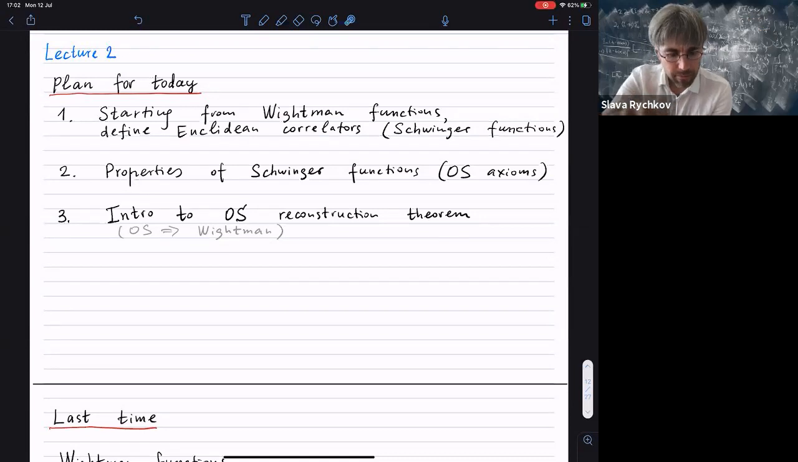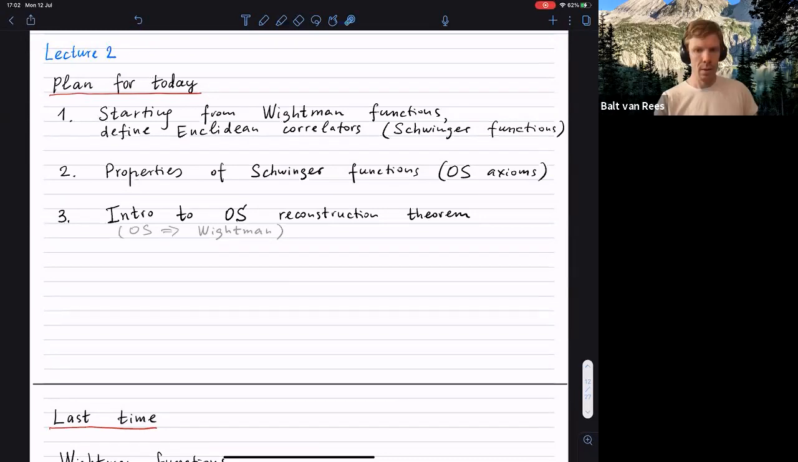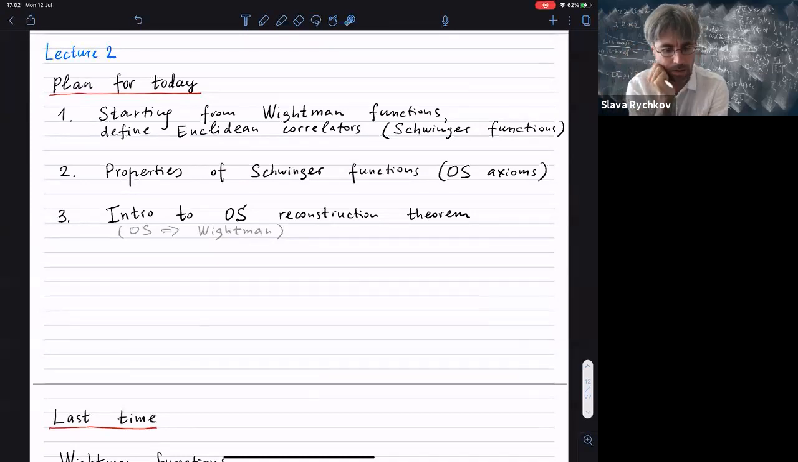Hi everyone again. So we'll continue today, and the plan is to first, starting from Wightman functions that we discussed last time, go to the Euclidean and define Euclidean correlators carefully, which are called Schwinger functions. Then I'm going to explain what are the properties of the Schwinger functions that can be rigorously established from Wightman axioms.